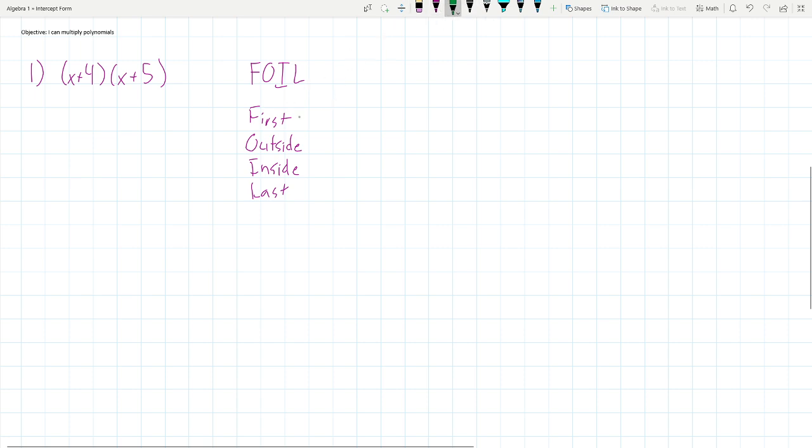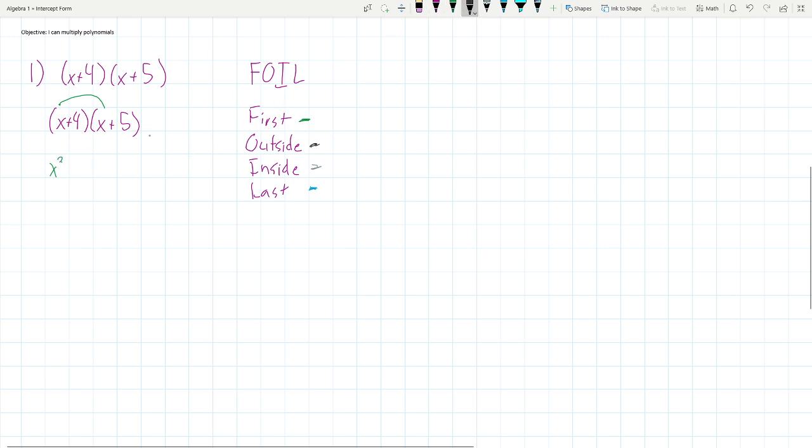And I'm going to color code these. So first, outside, inside, I'll use this blue on the far right, last. Just move this over so it's a little easier. Okay. So when I have this (x + 4)(x + 5), we're first going to do the first ones. And what I mean by that is when I look in the parentheses, it's the first object in the parentheses. And so I'm going to go this x times this x. And so we get x squared.